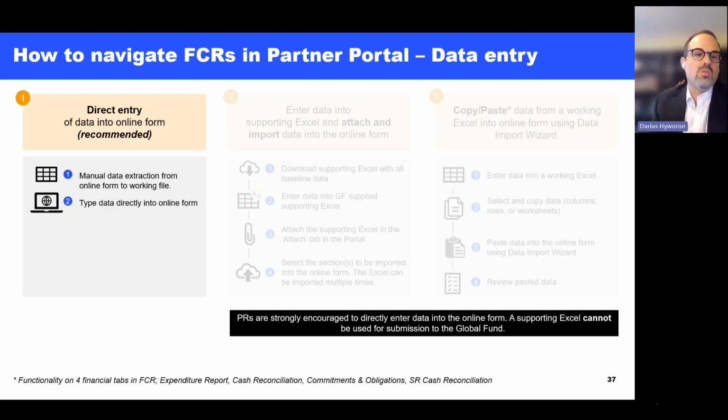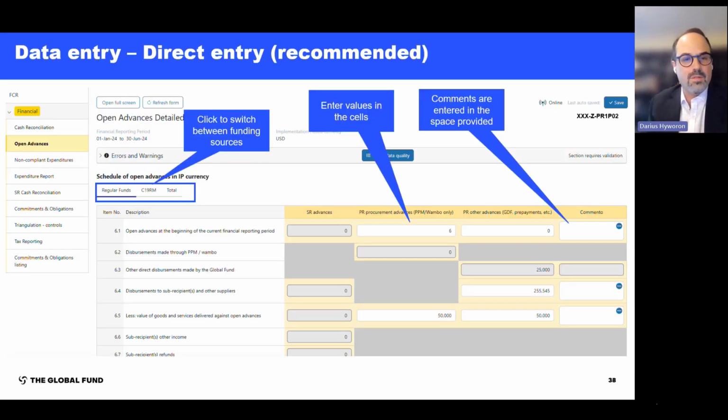So let's go through each one by one. Direct entry. We'll just skip to the next slide, and you can see some examples of how you can directly input data into the online form. So here we're in the FCR. We go to the Open Advances tab as an example. You see the full list of the tabs, 9 if I'm not mistaken.